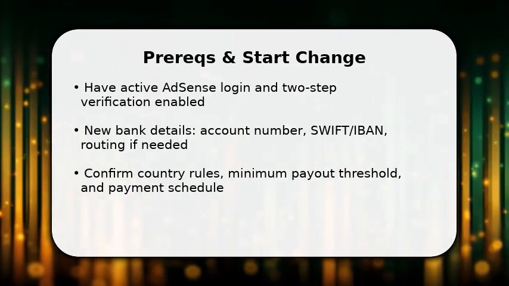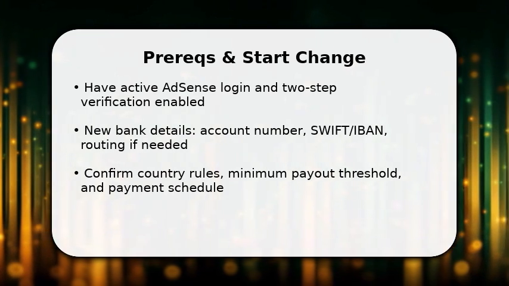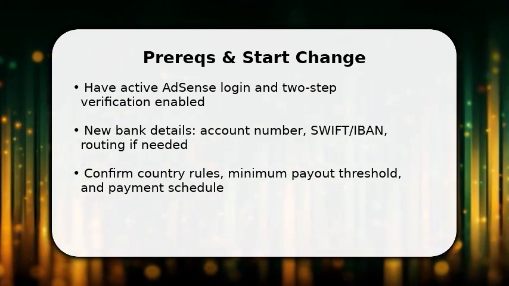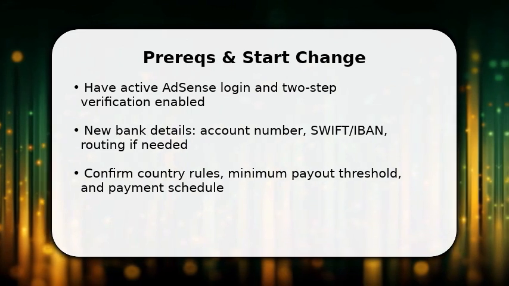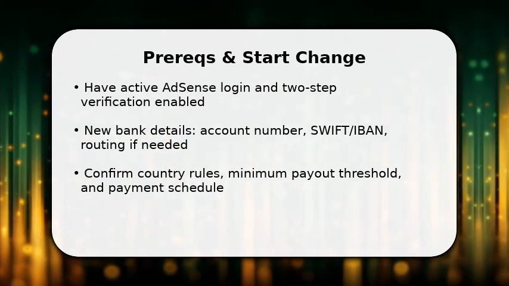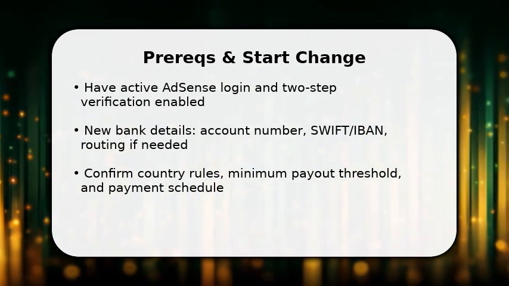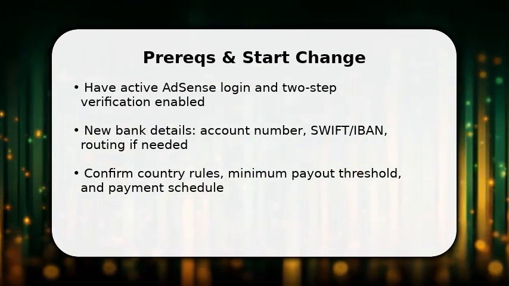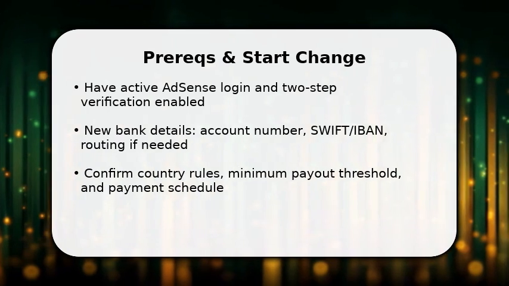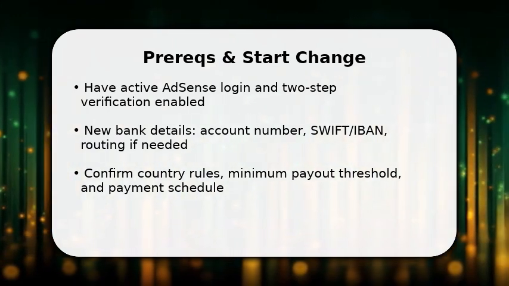You start by confirming prerequisites. You need an active AdSense account and two-step verification enabled. Once done, gather the new bank account number, SWIFT or IBAN, and routing codes if required for your country. Make sure the bank supports electronic payments to Google and that you meet the minimum payout threshold to avoid delays.